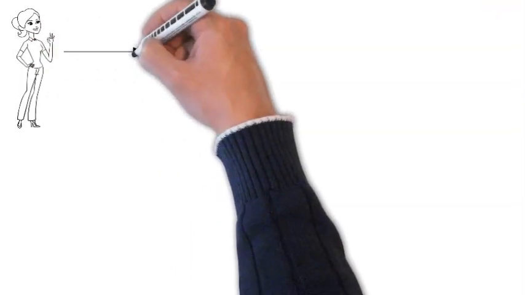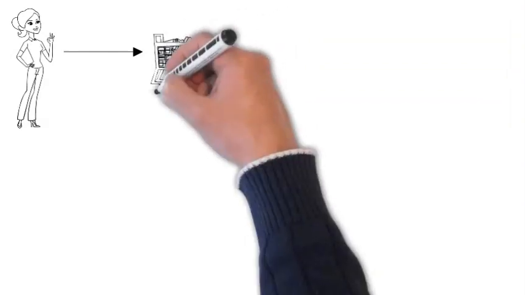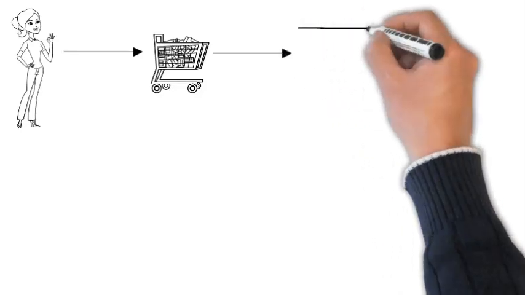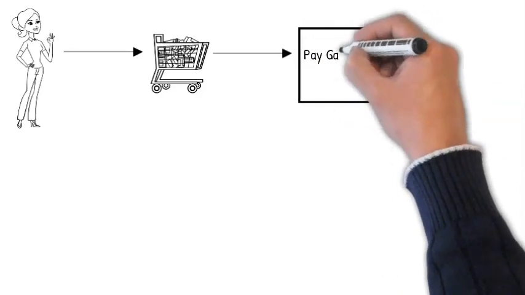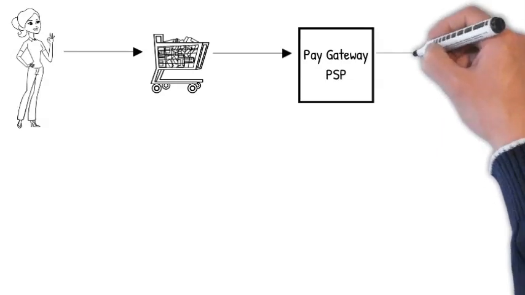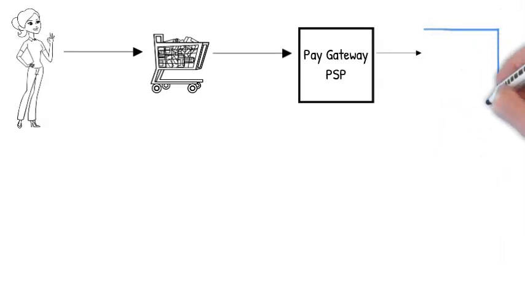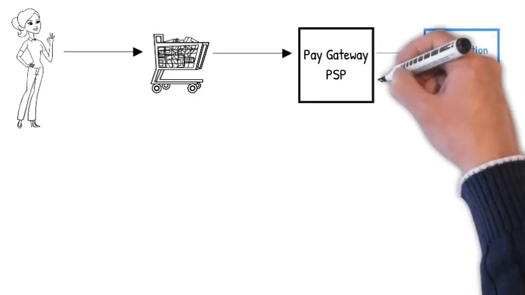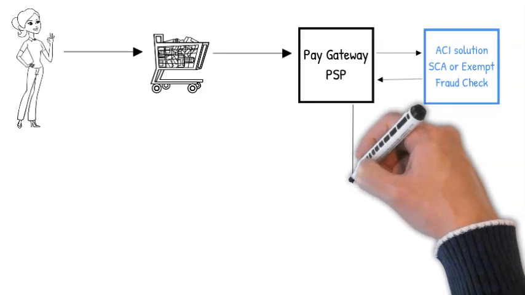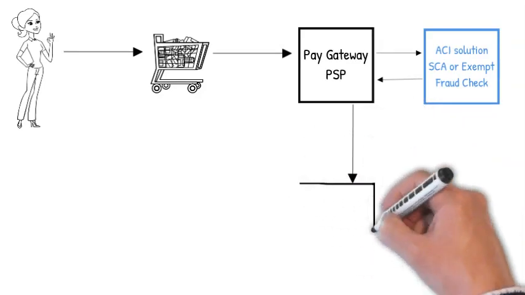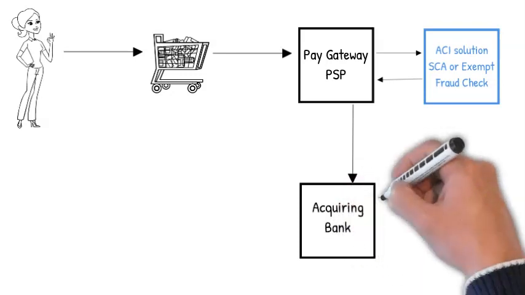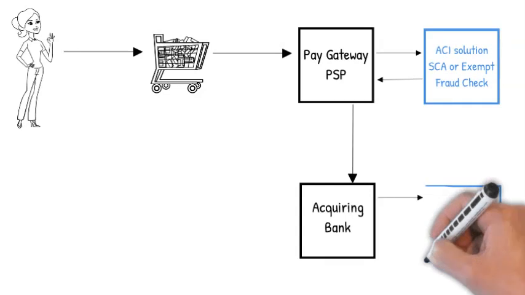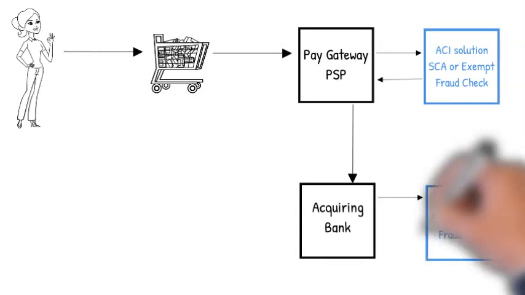A customer decides to make an online purchase from an e-commerce merchant. At the checkout stage, the merchant will process the payment, which will go to a payment gateway and sometimes a PSP. Here, the details of the payment and customer can be passed to ACI's solution for evaluation. A real-time decision is sent back to advise that either SCA must be completed or the payment can be exempt from SCA. The transaction details are then passed on to the acquirer, and again there is an option to evaluate the risk using ACI solution to determine whether SCA is needed or exempt from SCA.